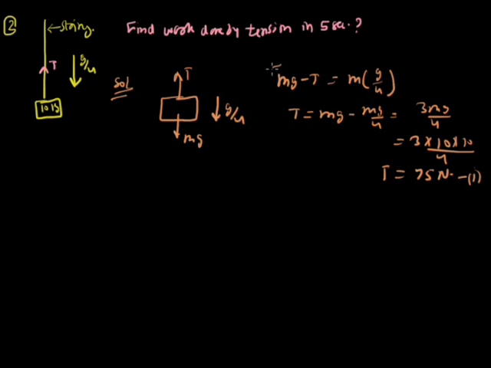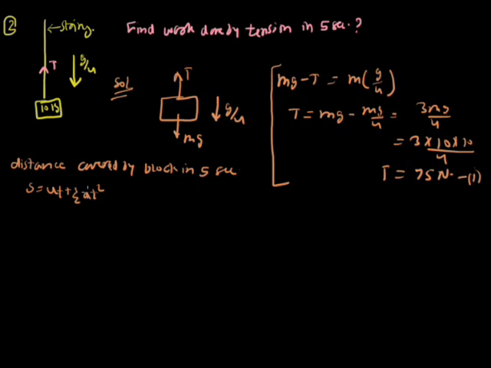Now distance covered. This is the first part of this problem. Now you need to solve the second part. Distance covered by the block in 5 seconds. This would be s equal to ut plus half at square. Obviously, u, the initial velocity, is 0, plus half a t square. a is the net acceleration of the block, which is equal to g by 4. t square is equal to 5 square. By putting in the values and solving this, we would find s is equal to 31.25 meter. This is the second part.